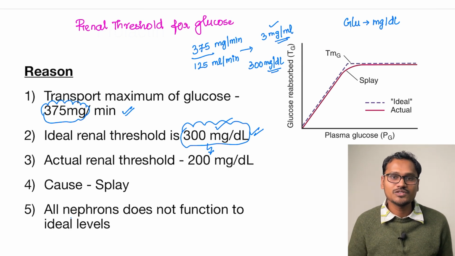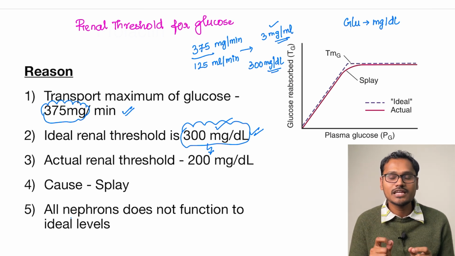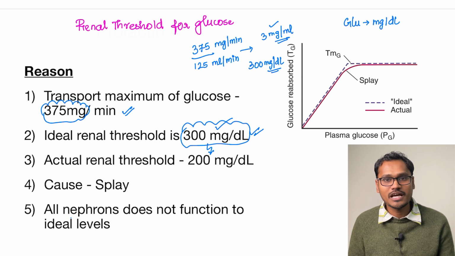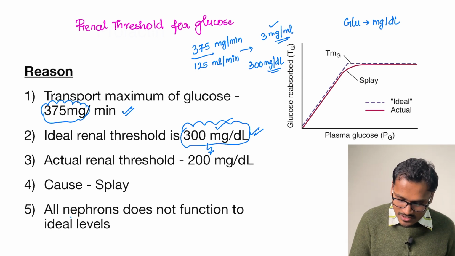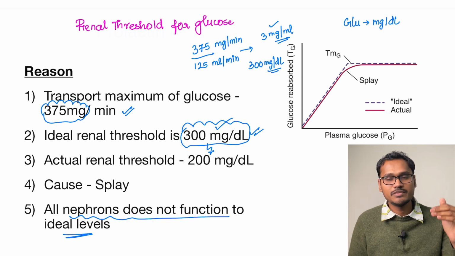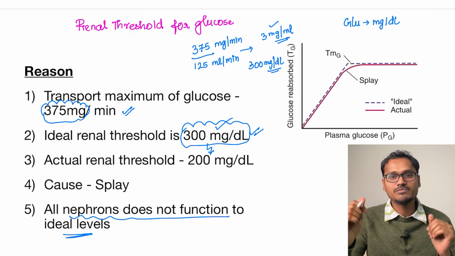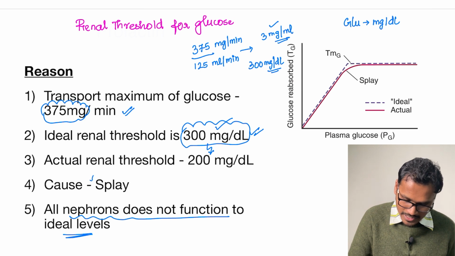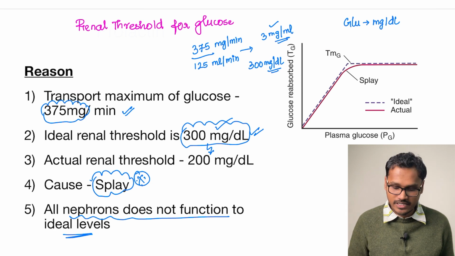In class also, whenever we are teaching, not everybody receives it to the same level. In a similar manner, all the nephrons do not have the same maximum renal threshold. Some of them are average performers, some of them are slow performers. So the nephrons are not all functioning at an ideal level. The difference between the actual value and the original threshold is called the splay. This splay concept can be asked anywhere. It is a very important concept.